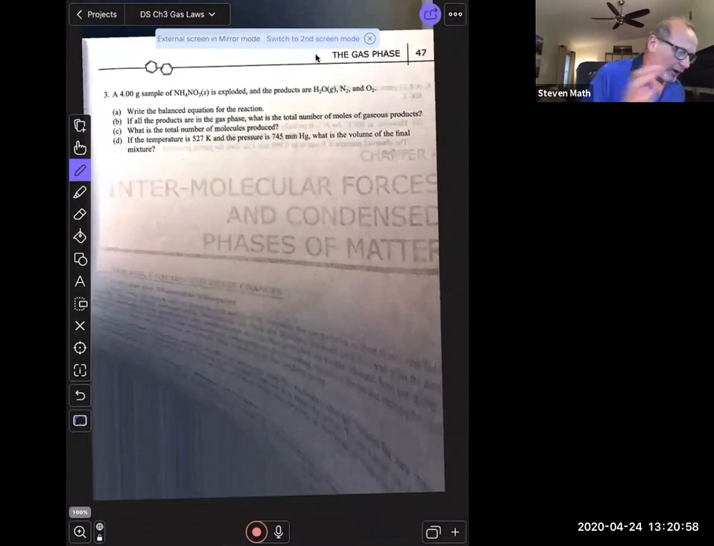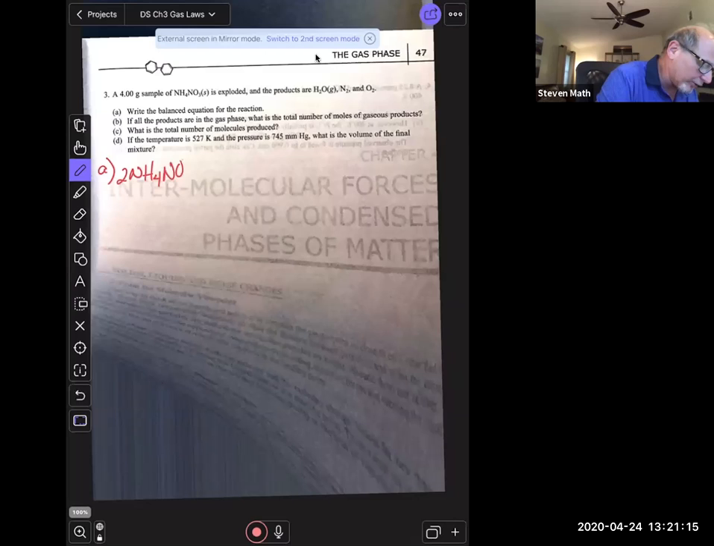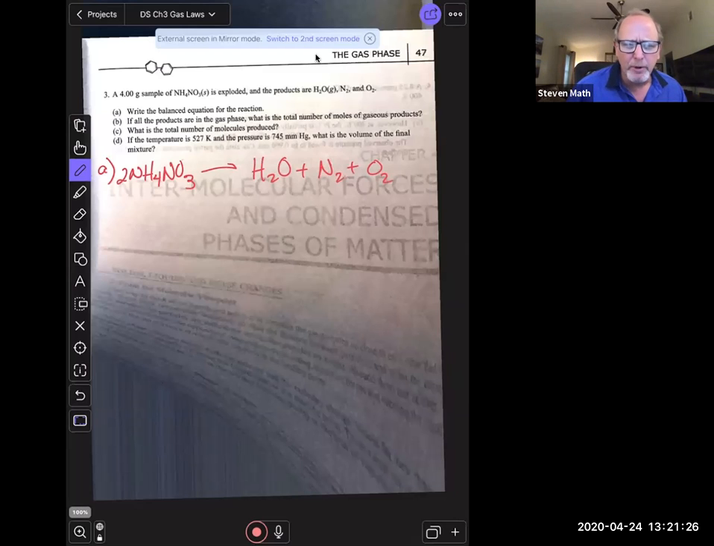C has a little bit of pro and con. I like parts of this. One of the best parts I like is A, write a balanced chemical equation for this. They tell us that NH4NO3 breaks apart into H2O plus N2 plus O2. And you're saying, how did you know to put that 2 out in front of that NH4NO3?